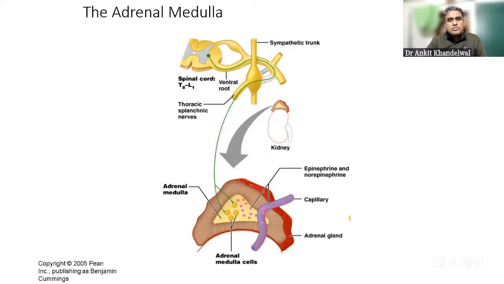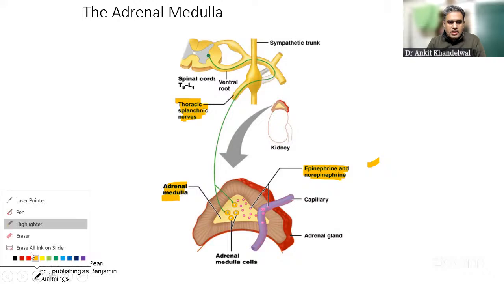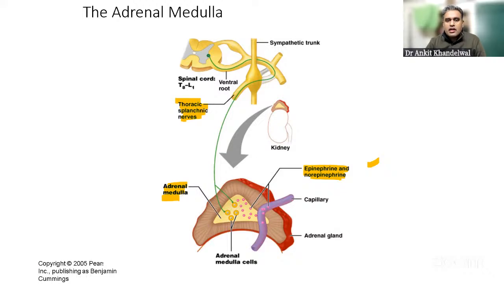Adrenal medulla, again it will go directly from the thoracic splanchnic nerves to the adrenal medulla. From there the epinephrine and norepinephrine come out, like a postganglionic nerve. If I ask you an embryology question, the adrenal medulla comes from which part? It is derived from where?